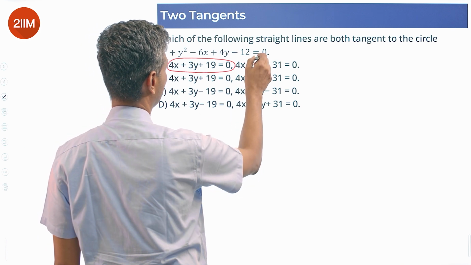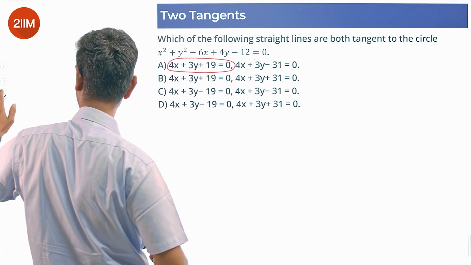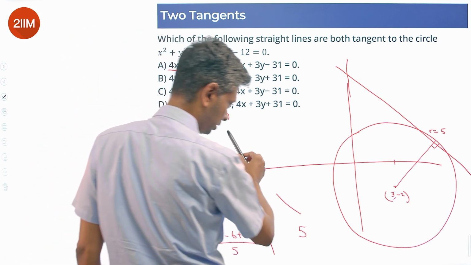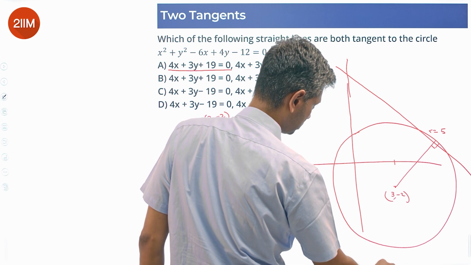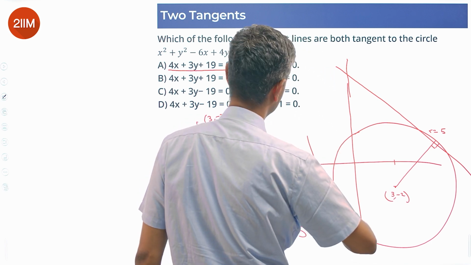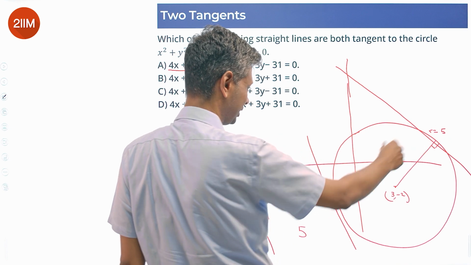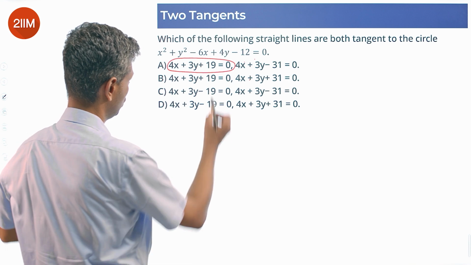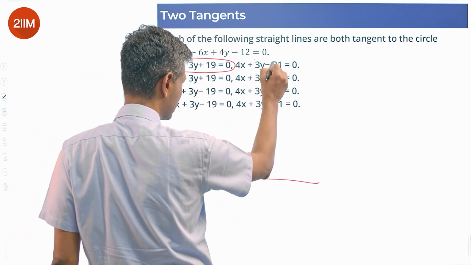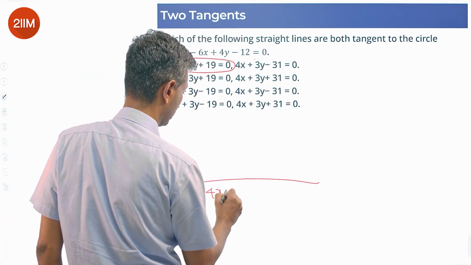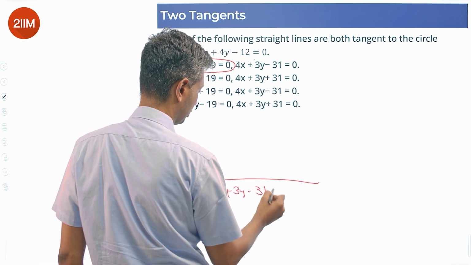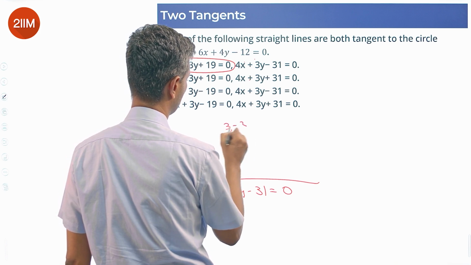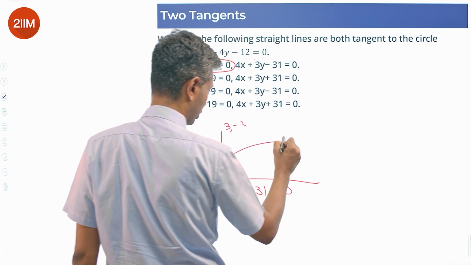My gut feel is it has to be this, because 4x plus 3y plus 19 equal to 0 has to be a line this side. So 31 should be minus on that side. Let's check it out. This works. So I'm going to check this first and then come to this. 4x plus 3y minus 31 equal to 0. I'm comparing from 3 comma minus 2. This perpendicular distance is what I want to calculate.